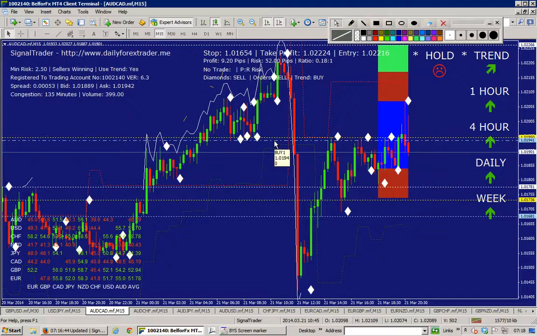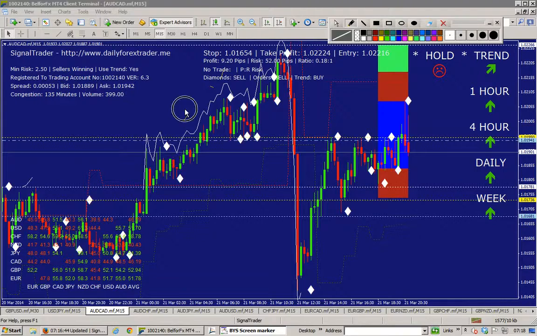So if the white lines and the gold are above, look at this one. Whoa. White lines and gold are above, it means they're thinking about bringing it down.